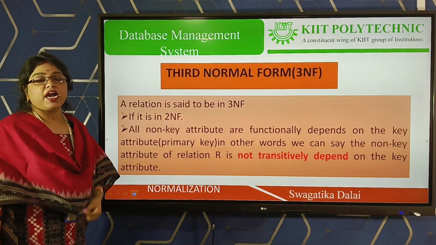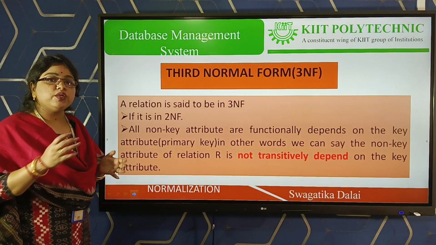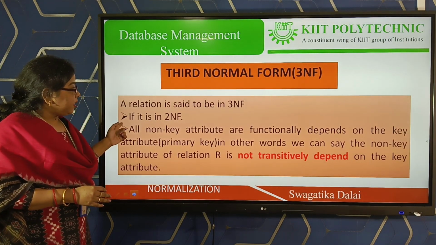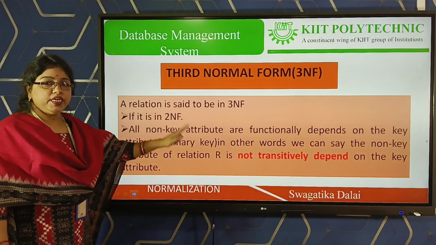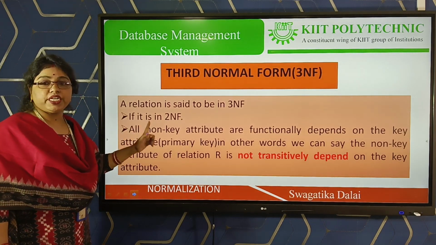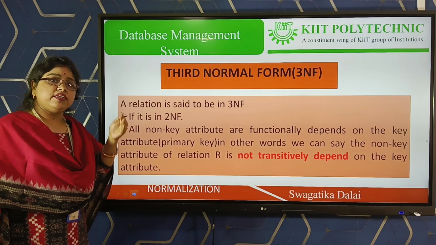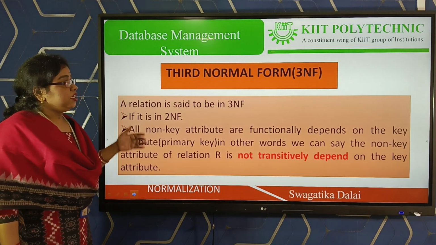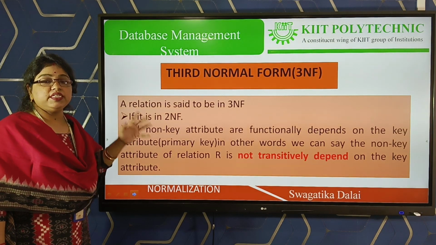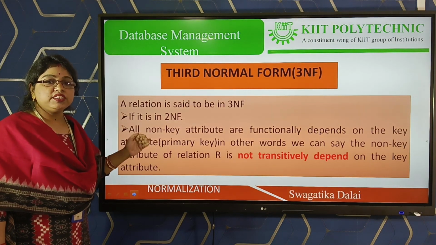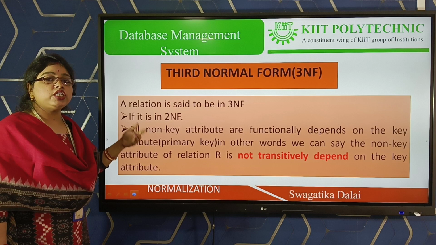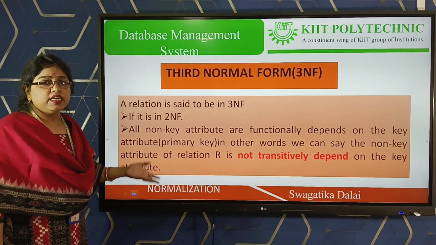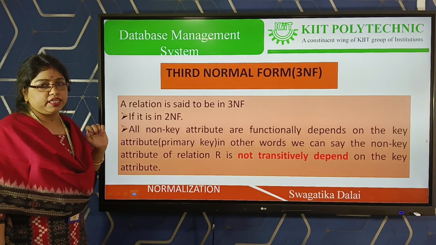Next we go to third normal form. What does third normal form say? A table or relation is said to be in 3NF if it is in 2NF. That means the first condition is that the table must be in 2NF, and the second condition is that no transitive dependency occurs here. Transitive dependency must not be present in the table. If transitive dependency is present, then the table is not in 3NF.